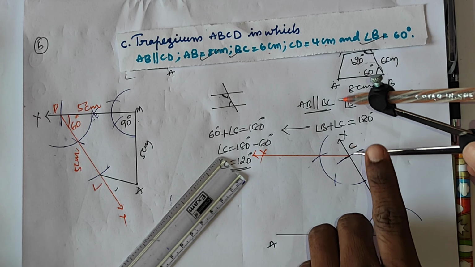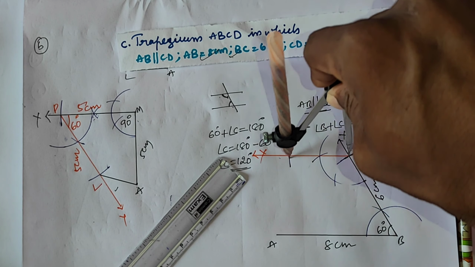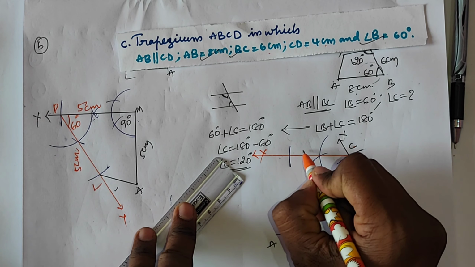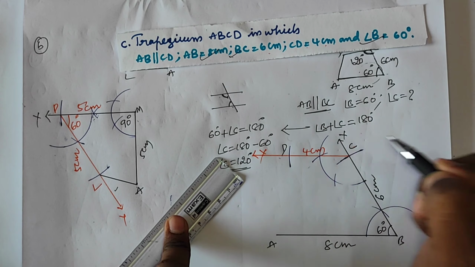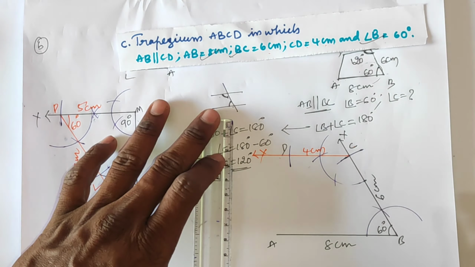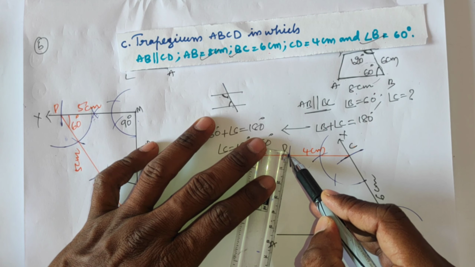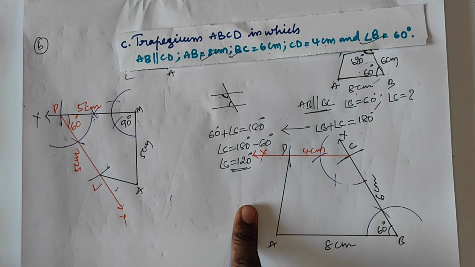Take C as a center and cut that ray. CY is a ray, right? Cut that one. So now this length is 4 centimeters. This intersecting point is D. Now simply join D to A to complete this construction. Here there is no need to mention this side because the required measurements are completed.